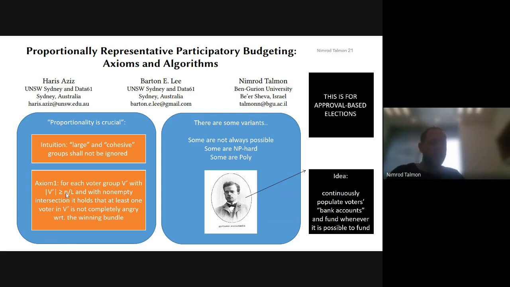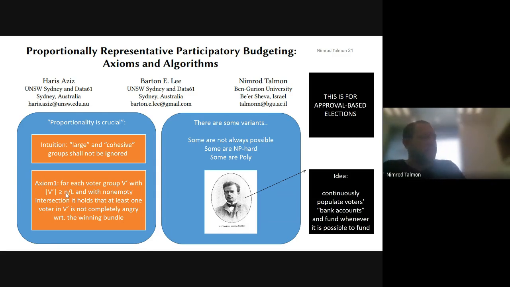So think about all of the projects that you have, and each one of the projects has some cost. And now think about the voters. Each voter basically supports several projects. So for example, if I approve projects A, C, and D, then I support them. Now this algorithm works in the following way.